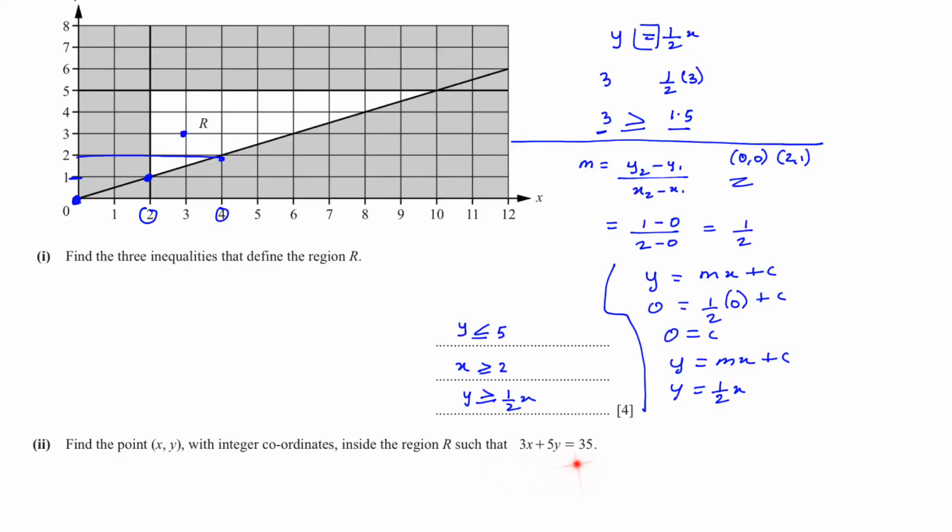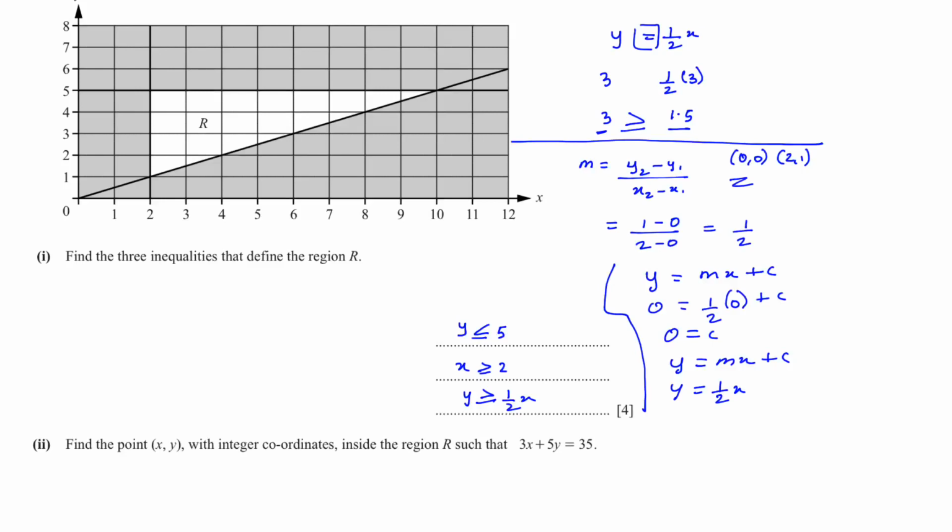One way is to do trial and error methods. Which points are available here? Inside the region, the integers are (3, 2), (3, 3), (3, 4). It will take time. The other way is to draw the line.